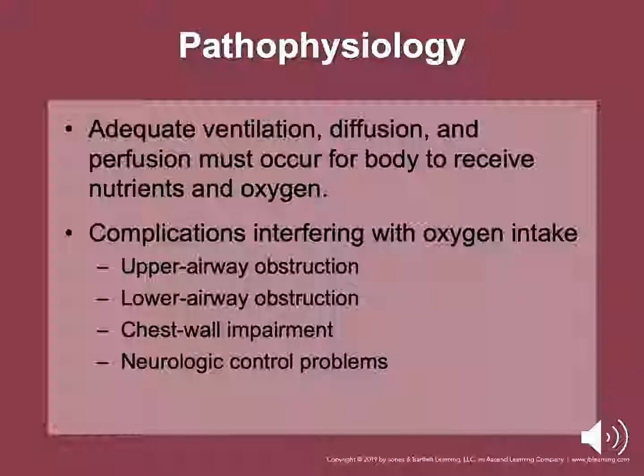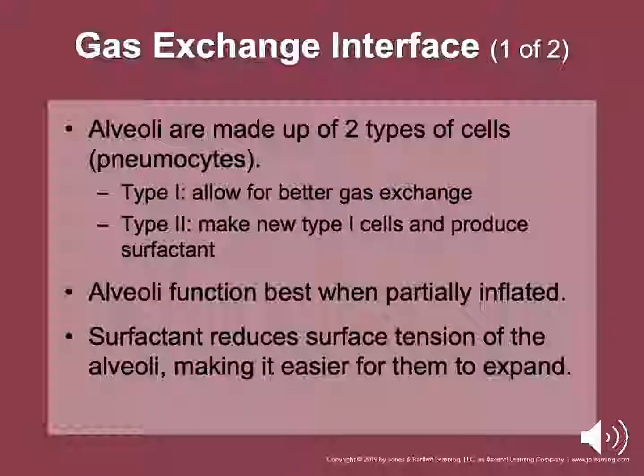Adequate ventilation, diffusion, and perfusion must occur for the body to receive nutrients and oxygen. Some complications interfering with oxygen intake could be upper and lower airway obstruction, chest wall impairment from trauma, and neurological control problems. Alveoli are made up of two types of cells. Type 1 allow for better gas exchange. Type 2 make new type 1 cells and produce that surfactant that helps keep these alveoli open. Alveoli function best when partially inflated, and the surfactant reduces surface tension of the alveoli, making it easier for them to expand.